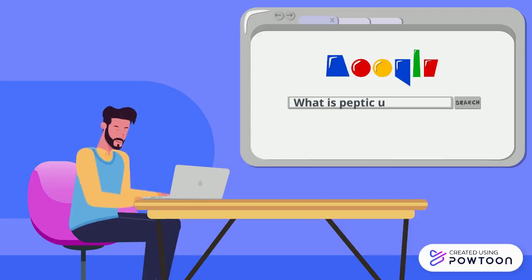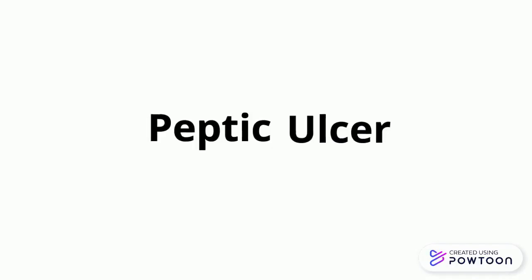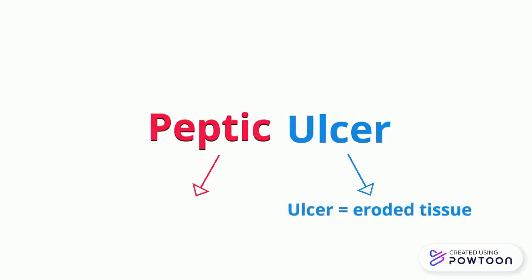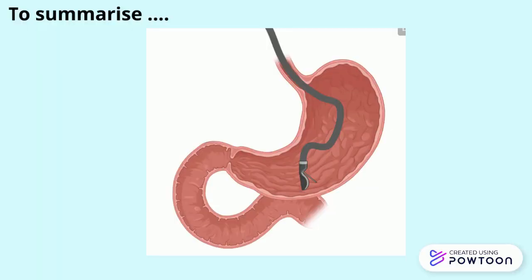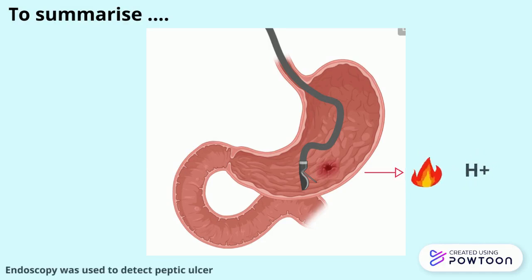Have you ever heard of peptic ulcer? Ulcer is a specific term used to describe the erosion of the tissue that is caused by the acidic environment of the stomach. As a whole, peptic ulcers are related to the corrosive action of pepsin and hydrochloric acid on the mucosal lining of the lower esophagus, stomach, and first part of the duodenum.